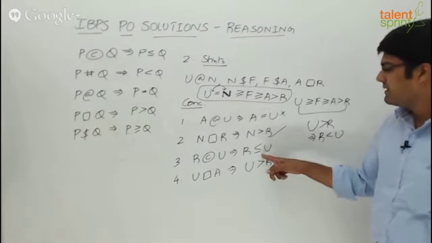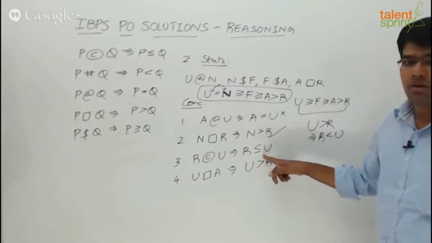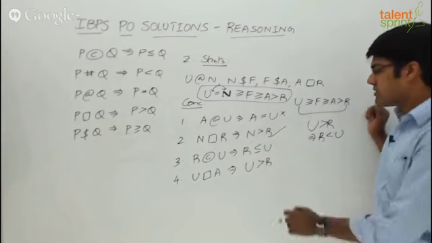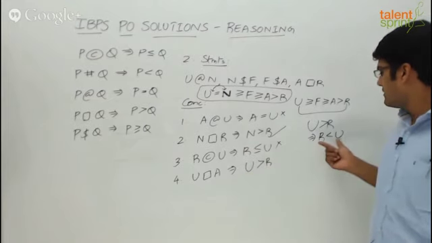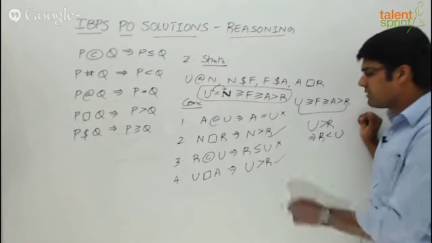But what is given here? R is less than or equal to u. Is it right or wrong? It is wrong. This conclusion 3 is also wrong. And the last one? U greater than r. Yes, u is greater than r. So conclusion number 4 is correct.